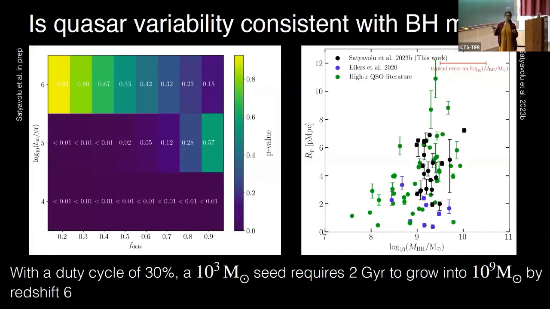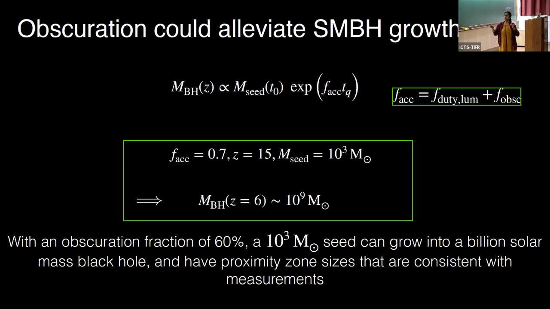Basically, the F duty that I'm determining here would be the F duty luminosity, plus an F obscuration, which is basically we're allowing for the black hole to accrete while it's not visible to us. And there could be obscuration because of dust or because of orientation effects. And with such a model, one can then compute that accretion duty cycle of 0.7. And with a seed mass of 10 to the power 3 at redshift 15, one can grow a 10 to the power 9 solar mass black hole by redshift 6.